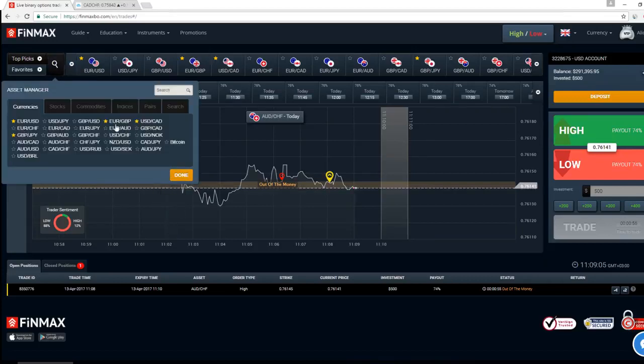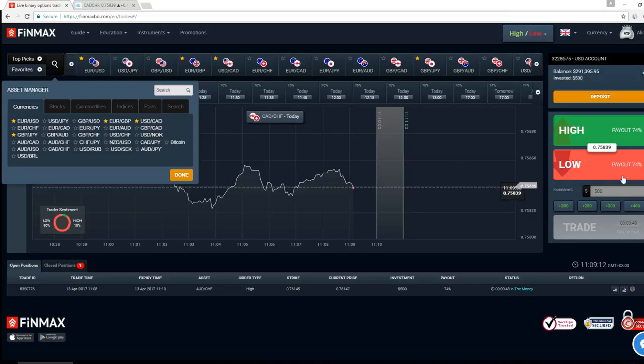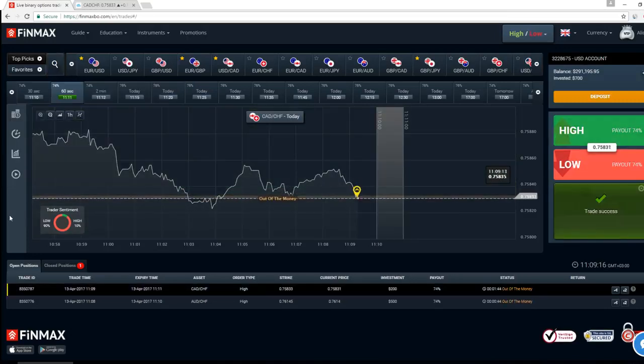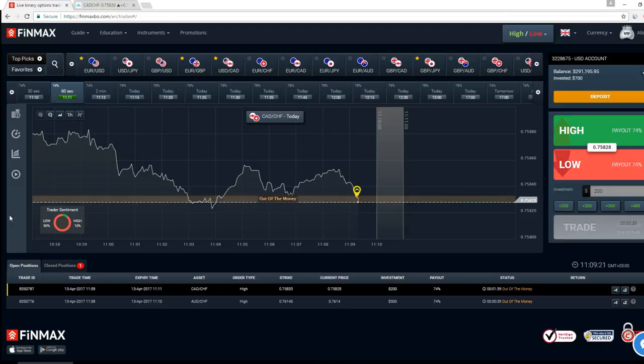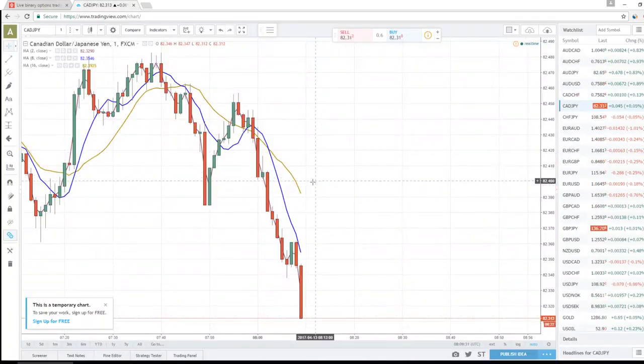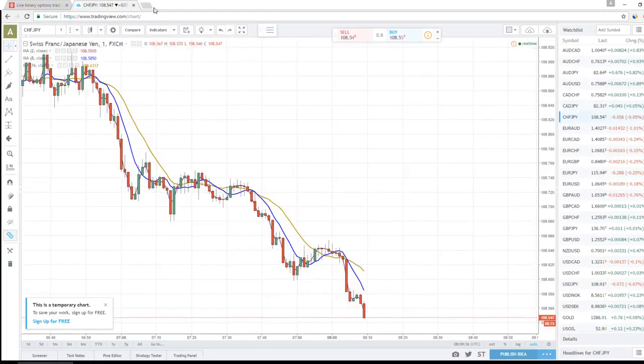I'm considering opening the trade for the Canadian dollar to Swiss franc. Okay, let's go for high. Well, basically here I'm playing against one currency, one asset. So a lot depends on the behavior of the Swiss franc.